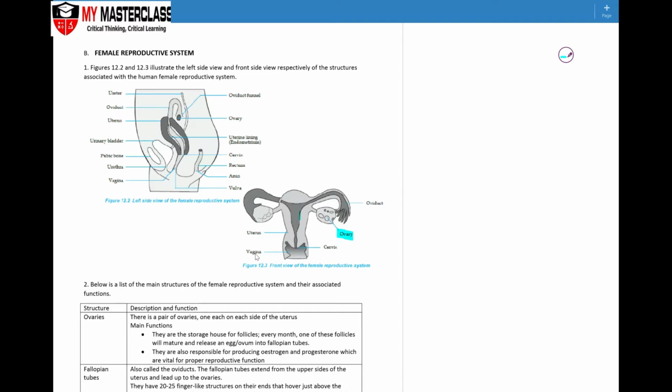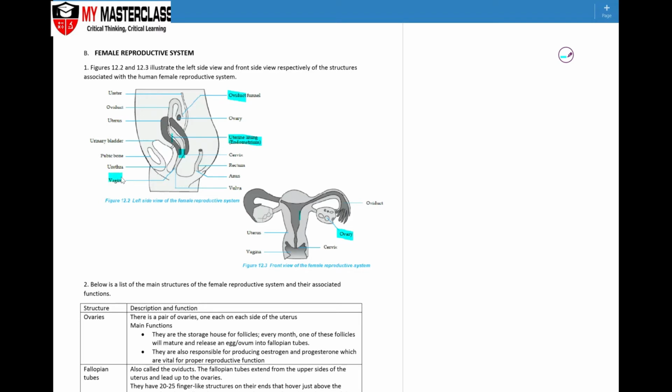Looking at the side view, we have the oviduct here. Upon maturation, it will enter the oviduct funnel, this opening, go through the oviduct itself, and then subsequently be implanted into the uterine lining region. The uterine lining region is otherwise known as the endometrium.